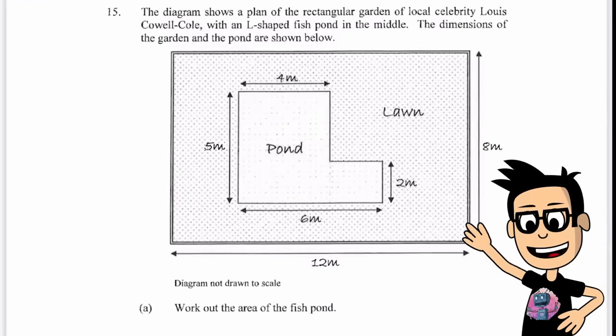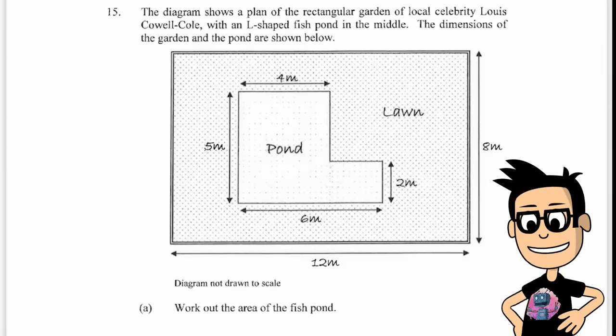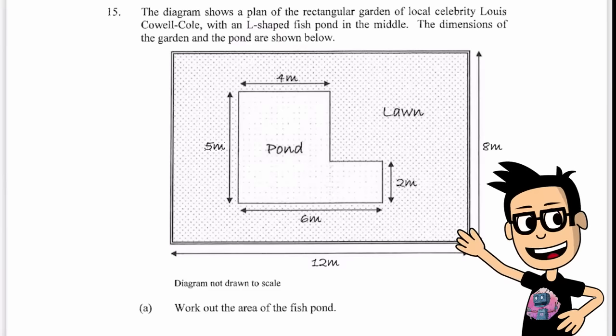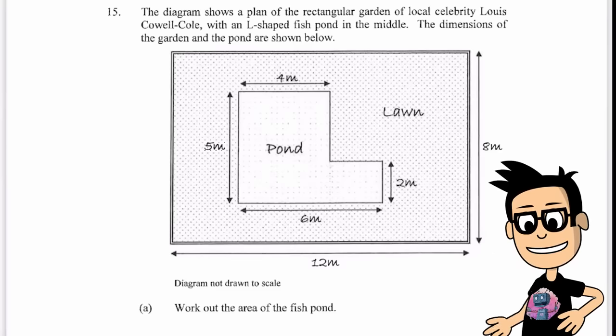The diagram shows a plan of a rectangular garden of local celebrity Louis Carroll, with an L-shaped fish pond in the middle. They've given us the dimensions and they've told us to work out the area of the fish pond. And this is now called compound shapes. And we have a video on this in our channel. So if you haven't seen that, click the link now for compound shapes and go through that topic.